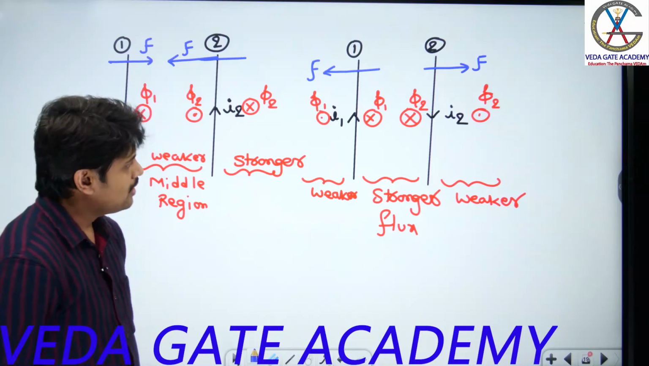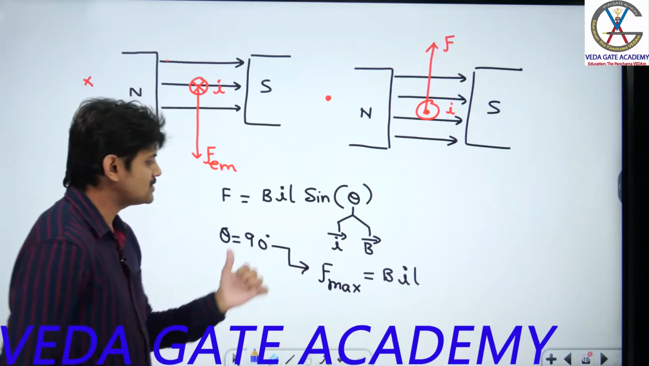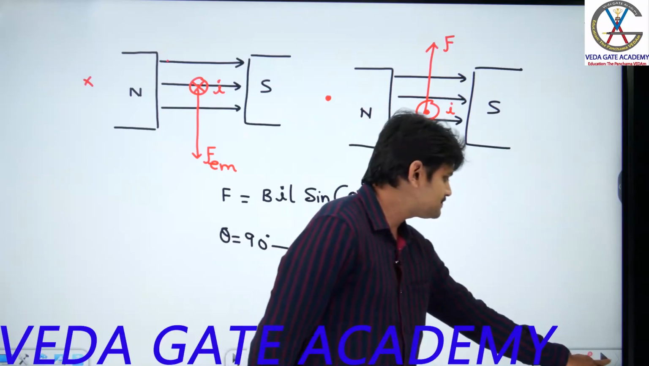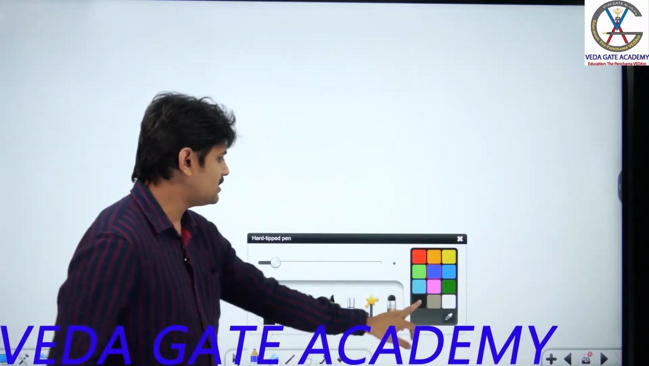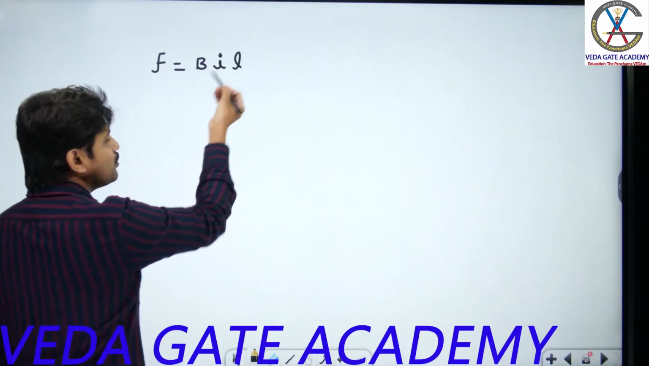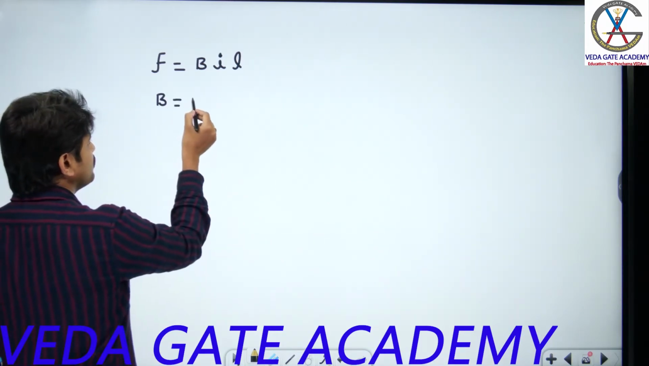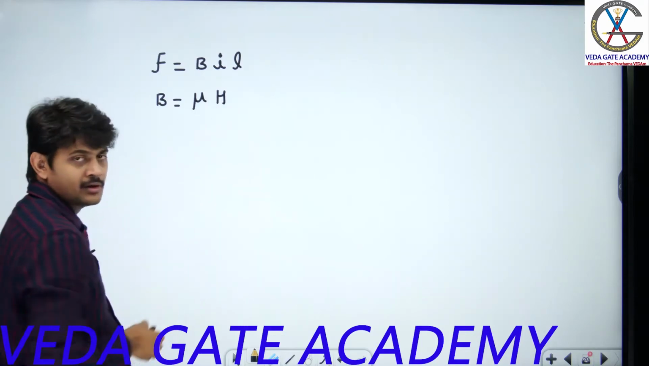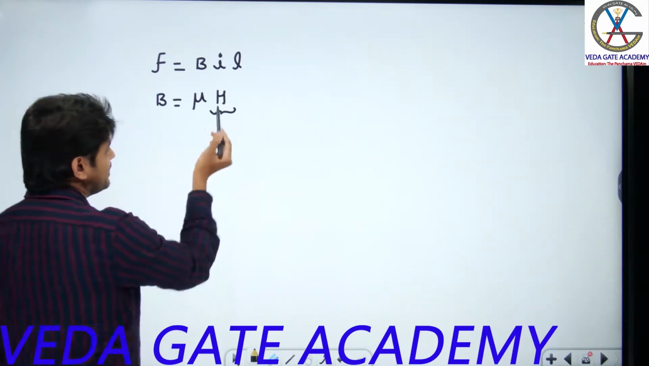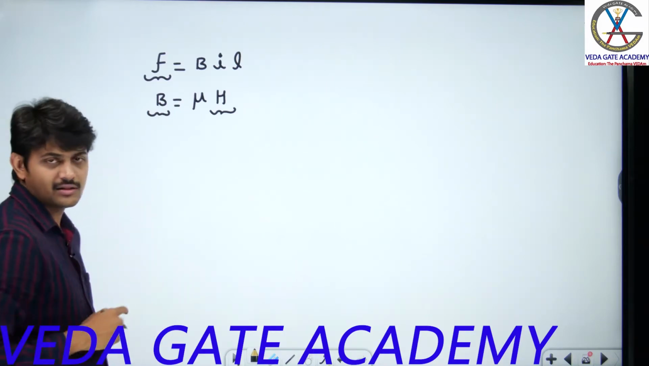Now, how to determine the magnitude of the forces acting on these conductors? To determine the magnitude of force acting on the conductors, we have to use the Lorentz force equation. According to this equation, the maximum force acting on the conductor will be equal to BIL. Am I correct? Now, how to get the value of B? According to Ampere's circuit law, B equals mu H. Once I can calculate the magnetic field intensity, I can get the flux density. If I get the flux density, I can get the force acting on the conductor.